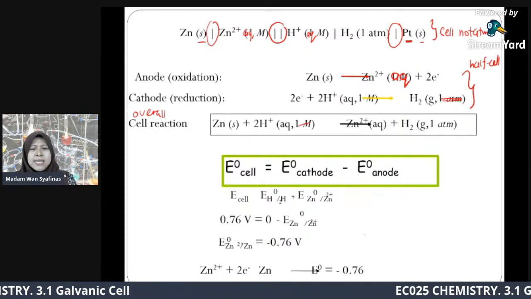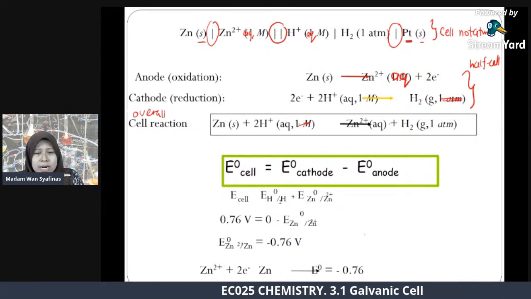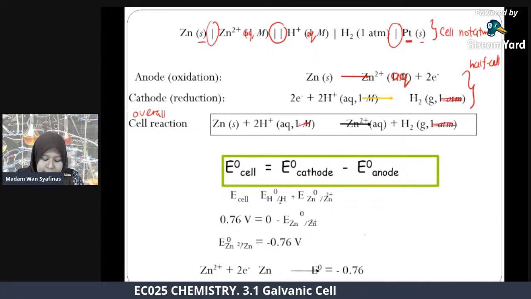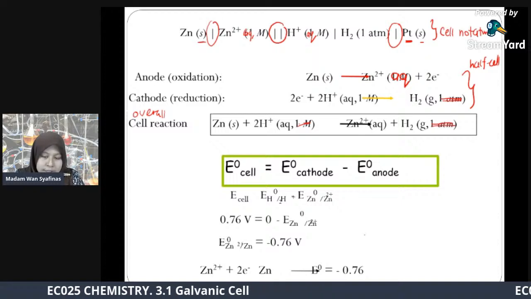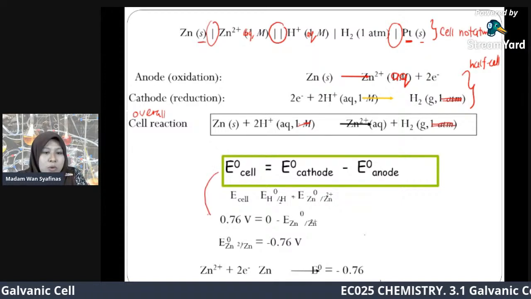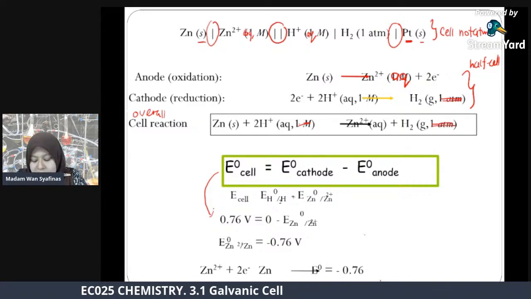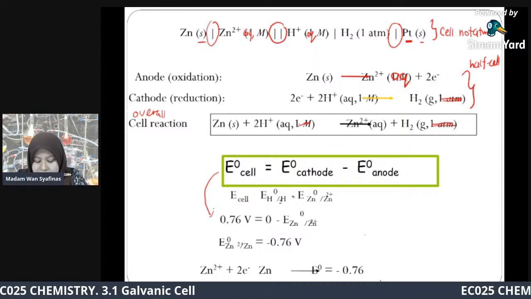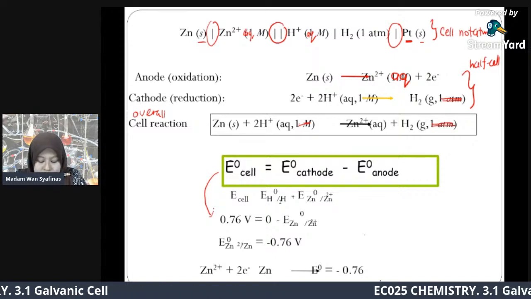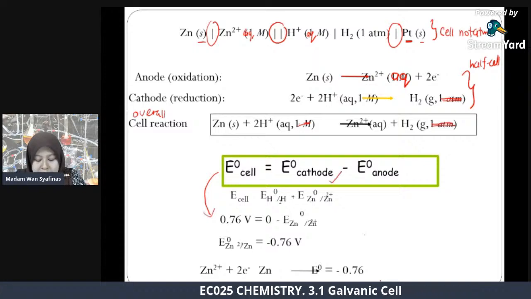So daripada sini kita nak find out ni sekarang, nak cari berapa nilai E cell dia. So dari E cell ni kita tentukan, kita dapat daripada voltage tadi. Daripada voltmeter tu kita dapat nilai dia positif 0.76 V. So masukkanlah dalam formula yang pertama tadi. So kita ada E cell sama dengan E cathode minus E anode. Okay, yang ni kita spesifikkan dia. So kalau cathode kita ada H2 H plus dengan E zinc 2 plus zinc.